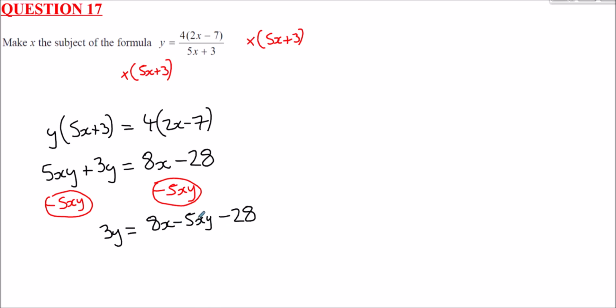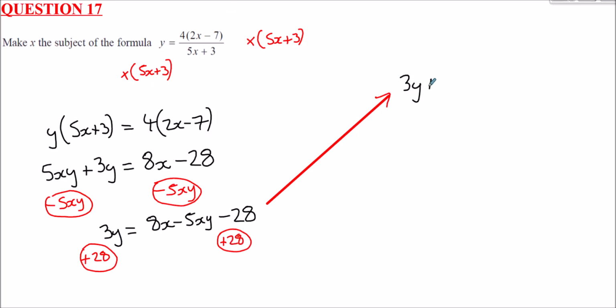The goal is to have everything to do with the subject on one side, everything not to do with the subject on the other. So that minus 28 is nothing to do with x, so I need to get rid of it. The opposite of taking away 28 to make it disappear from the right would be to add 28. But of course, what I do to one side, I need to do to the other. So then, I'm going to get 3y plus 28 equals 8x minus 5xy.